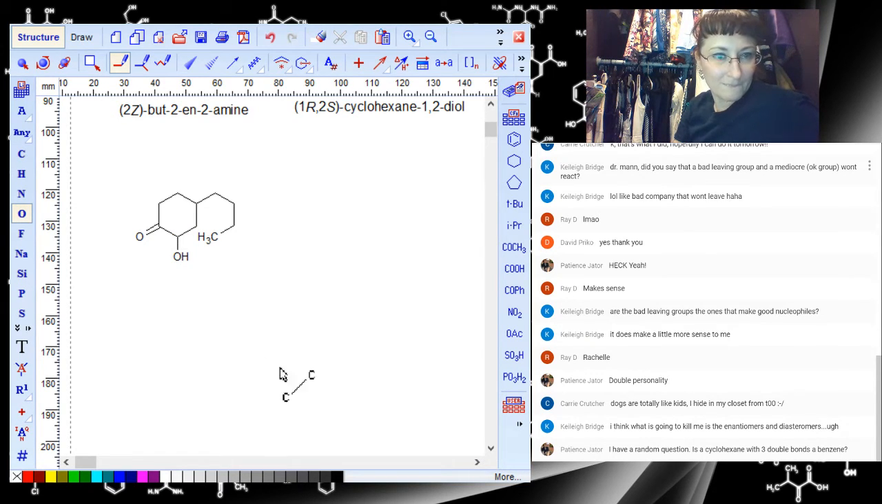Okay. Let's think of how to name this molecule. Give you guys a quiz.